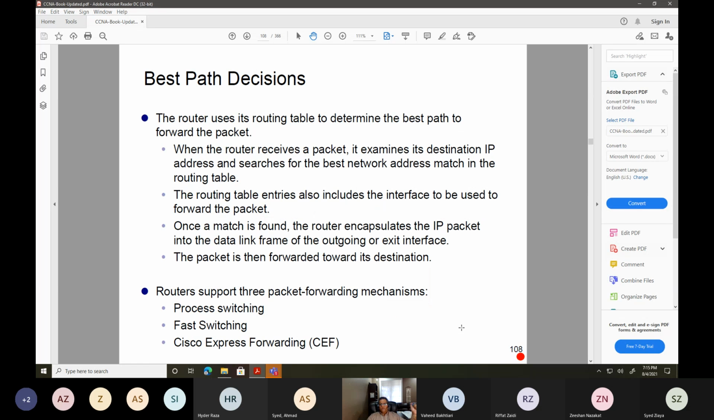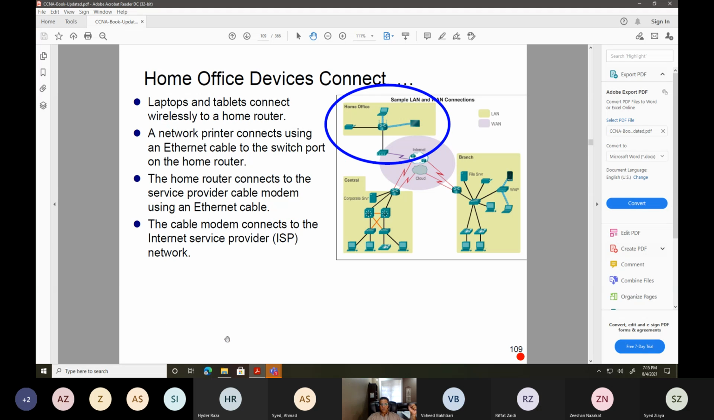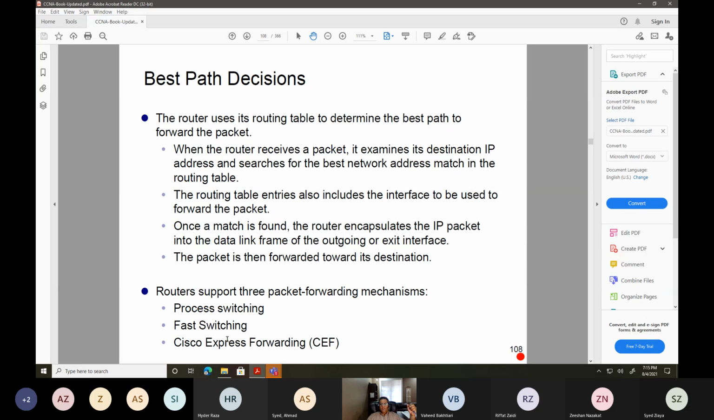Routers support three packet forwarding mechanisms: process switching, fast switching, and Cisco Express Forwarding. Let's look at this. With process switching, the packets come in, the router looks at the source and destination, and sends it out, right? Fast switching just looks at the destination and selects the exit, and it's not going to do any error checking. CEF is Cisco Express Forwarding. It creates a cache table.